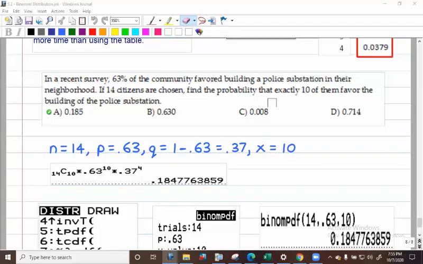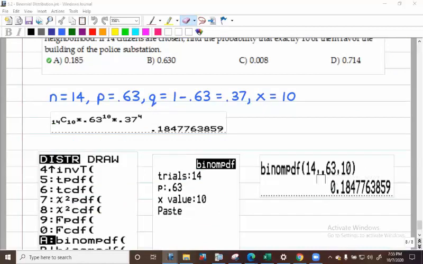So this is exactly what could represent a test question where the tables don't apply. But anything I ask you where it's adding probabilities, I promise you it's going to come from the table. So I just did a binom PDF, 14, 0.63 and 10. Got 0.1845, rounded to 3 decimal places, 0.185.